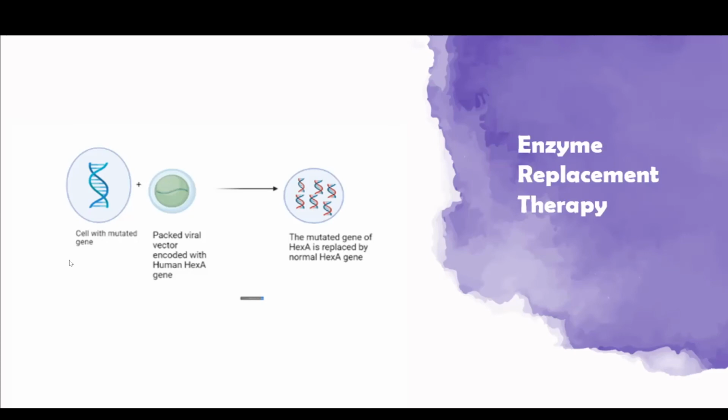So in this diagram, we can observe that there is a mutated gene and this is a packed viral vector encoded with the human HexA gene. After a few weeks of the therapy, the mutated gene expression is suppressed and the normal HexA gene is expressed. So we can see here in this diagram, normal genes are expressed.